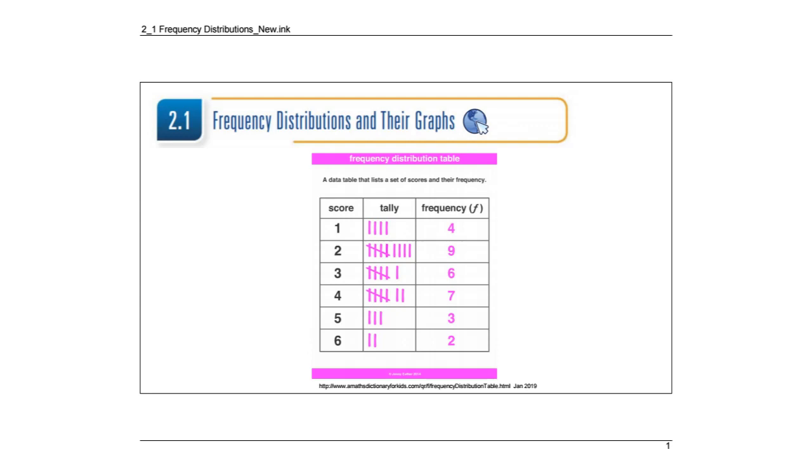All right, let's work on 2.1, frequency distributions and their graphs. So we started working a little bit on frequency distributions and tally marks. I think we did that in the developmental section, but let's take it that next step.